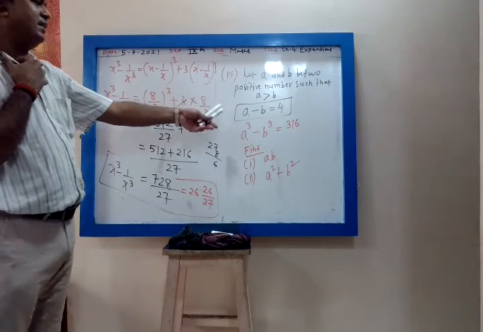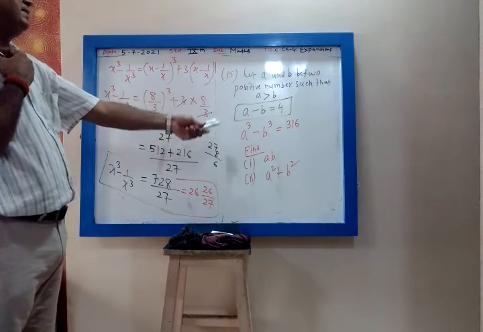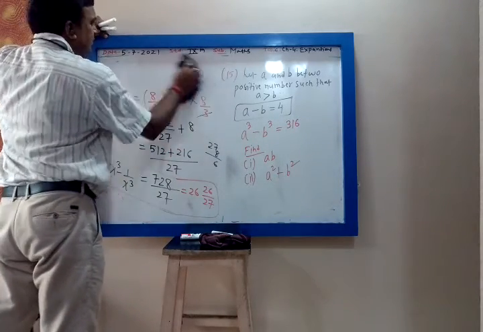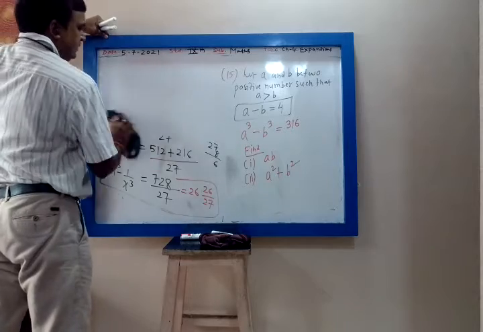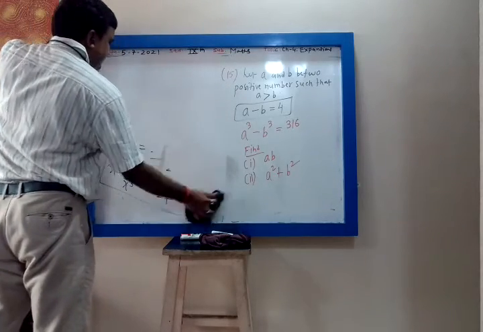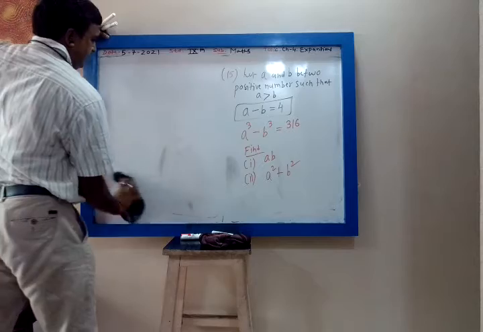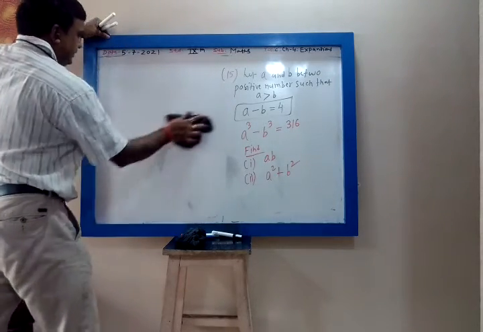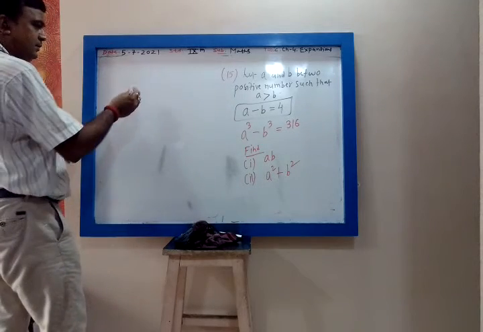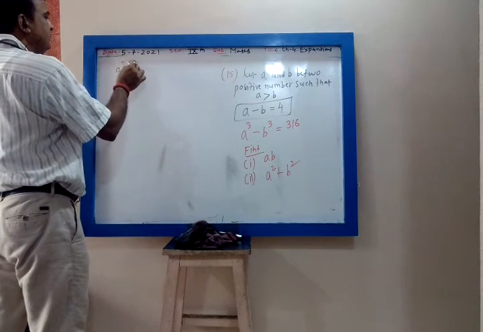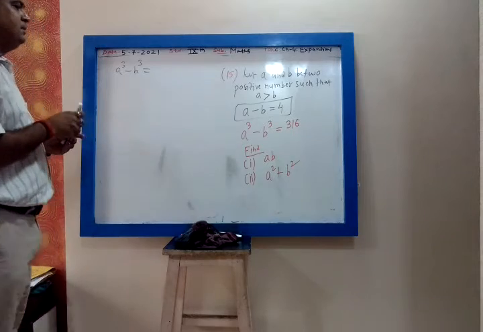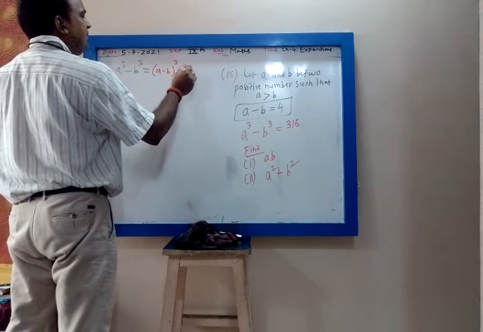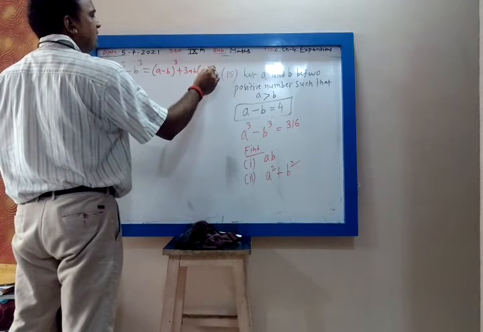So now you are given A cube minus B cube, and A minus B is given. You can find AB, no? Yes or no? By which formula? Yes, very good. So let me do this part. A cube minus B cube formula will be (A minus B) whole cube plus 3AB into bracket (A minus B).